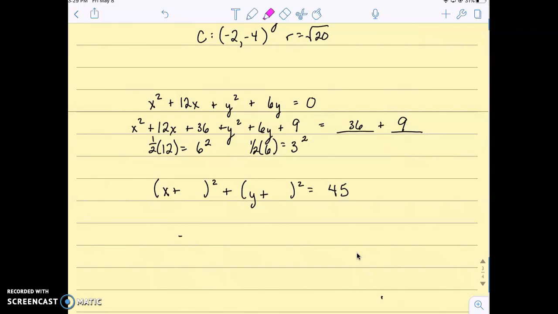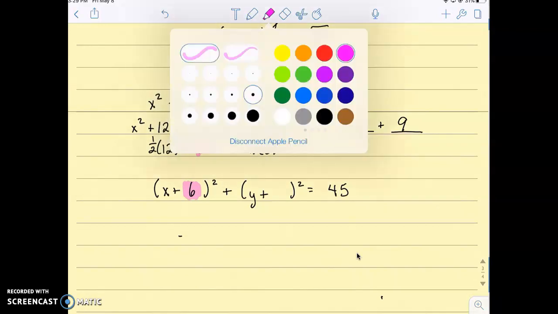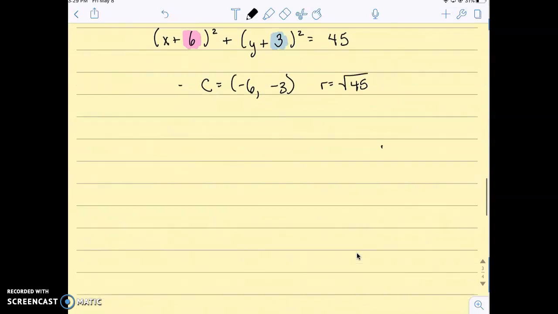The value that's going to go next to the x is the 6, and the value that's going to go next to the y is the 3. Where's the center of my circle? It's at -6, -3, and my radius is the square root of 45. Neat. That's all there is to it.